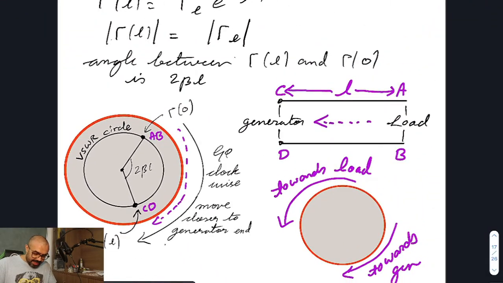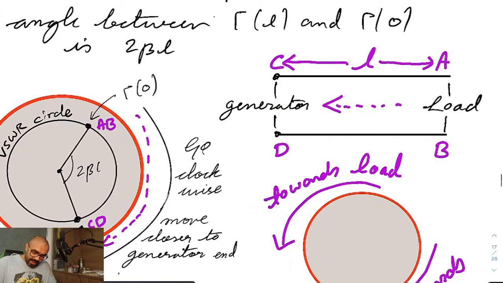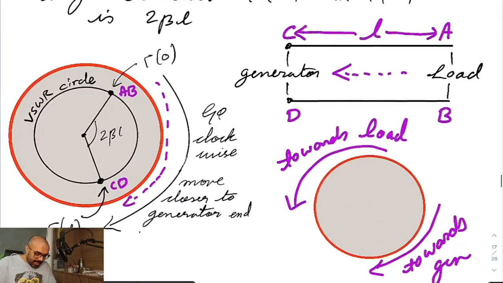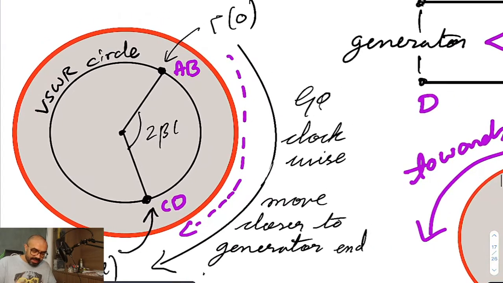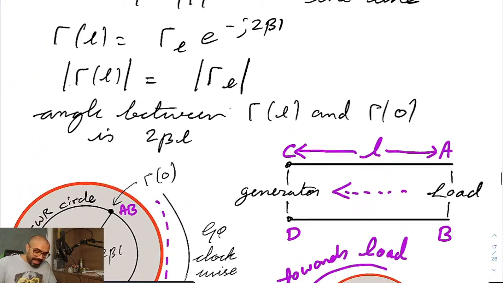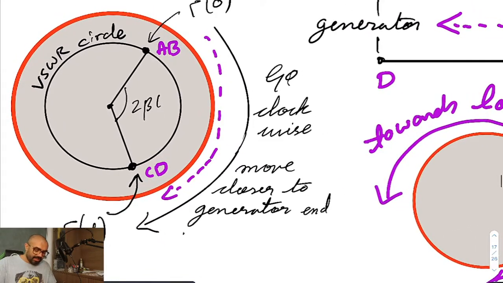If you consider a transmission line with load at AB and the generator at CD, for instance, the gamma at AB and the gamma at CD are going to both lie on the VSWR circle, and the distance between them in terms of angle, in terms of gamma 0 and gamma L, have different angles. The difference in angle between them is given by 2 beta L. And because gamma L is e to the power minus j2 beta L, you need to go counterclockwise in order to reach CD from AB.